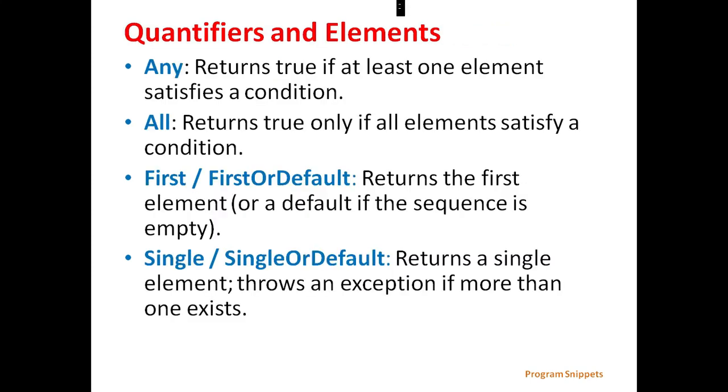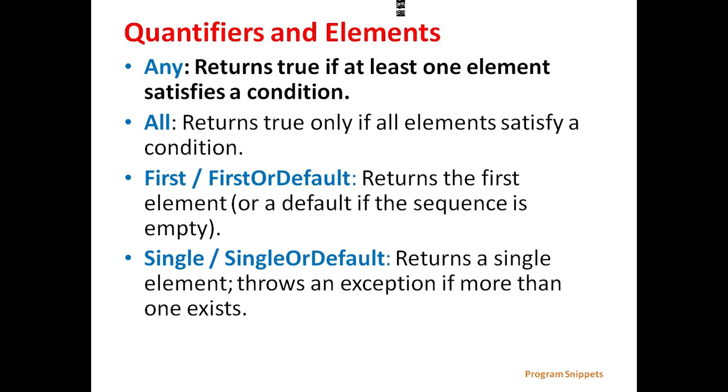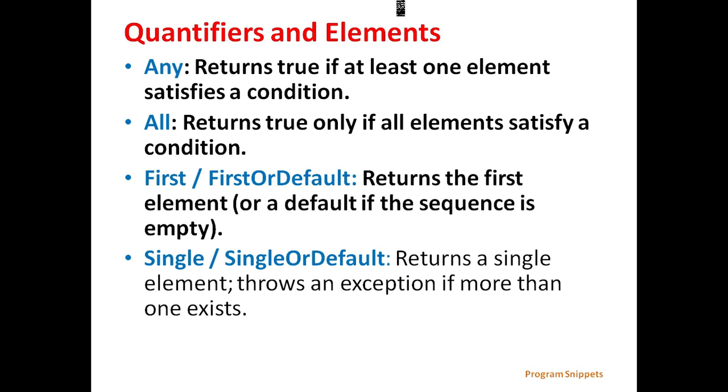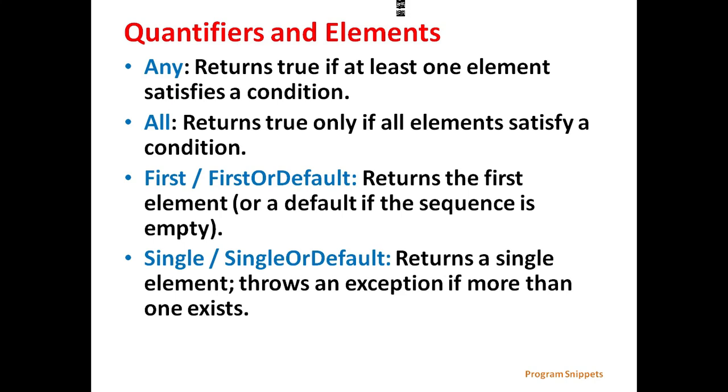Then qualifiers and elements. First is Any, which returns true if at least one element satisfies a condition. Then All, which returns true only if all the elements satisfy a condition. Then FirstOrDefault. It returns the first element or a default if the sequence is empty. And SingleOrDefault. It returns a single element and throws an exception if more than one exists.